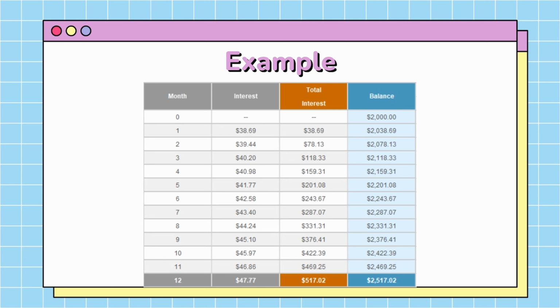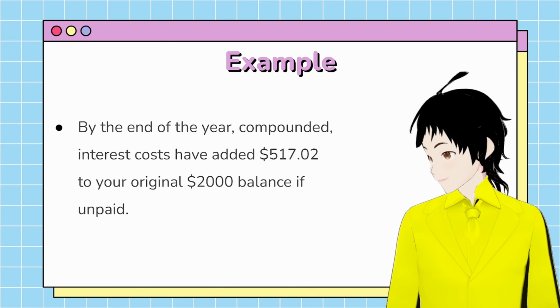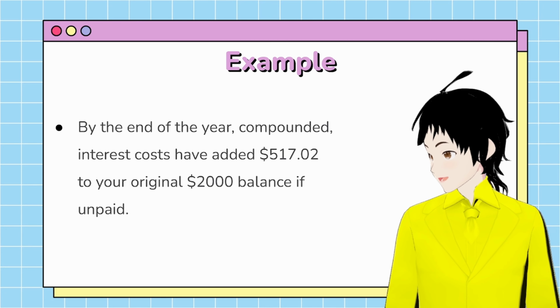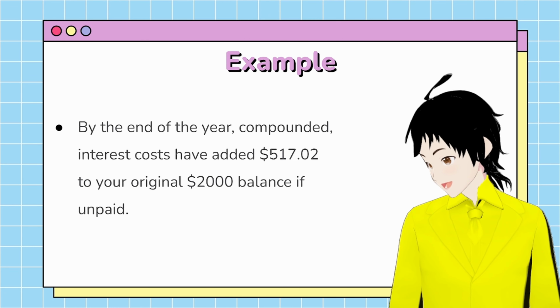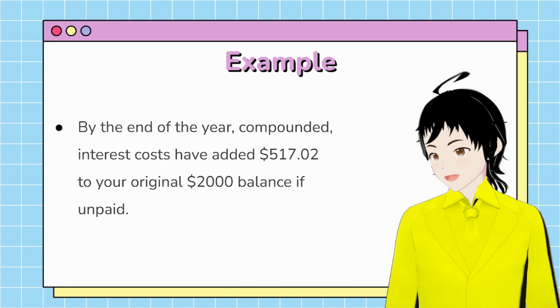Zooming out, by the end of the month, our balance is going to be $2,038.69. Oof, racking up $38.69 worth of interest. We can see that each month we don't pay it off, it increases. Notice that by the end of the year, compounded, interest has added $517.02 to the original balance of $2,000. This is not the scenario you would want to be in. Well, let's head off to Sunny with the closing remarks.